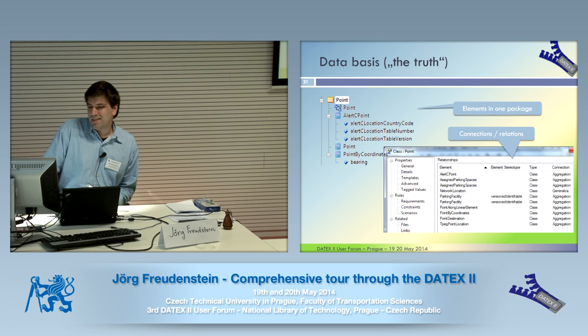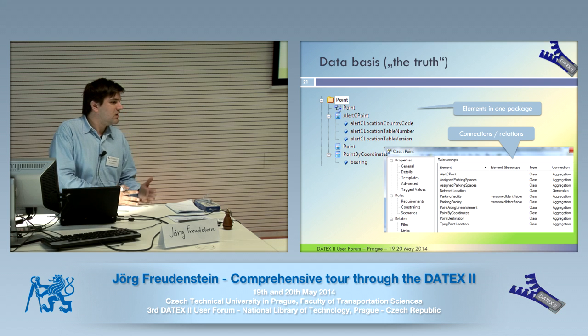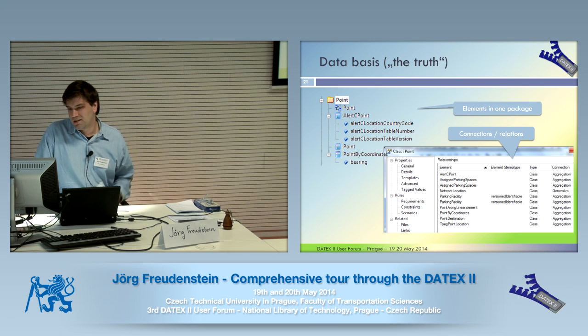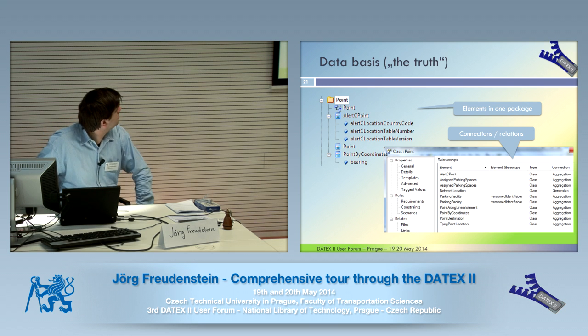So there is actually no possibility to find the truth from the pictures, because there might be things which are not on the pictures, and you can find the truth in these property slides here. So you have the elements in the tree, and you can have a look at the tree, and you see a point. This is the class point, and the relationships of the class point, and you can see a point has a lot of relationships to these elements.